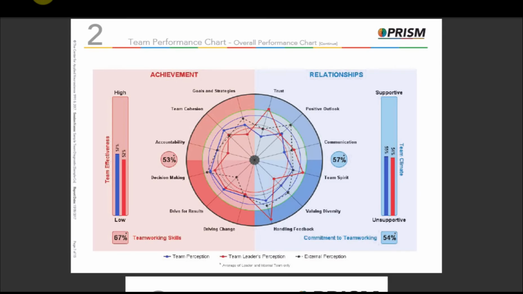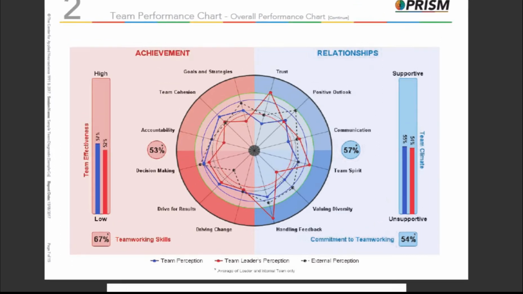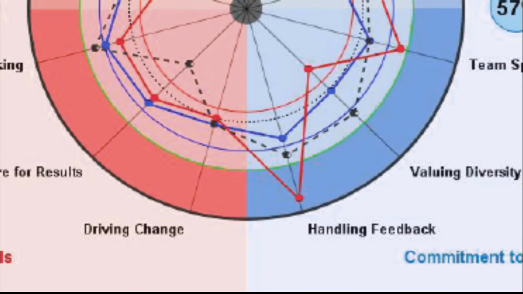This page shows the overall performance of the team in chart format. The three lines on the circle represent the team's perception, the manager's perception, and the external perception. When reviewing the map, look for relative highs and lows within the team. So, for example, the manager's perception is that handling feedback is very high, and yet both the team and external observers believe this dimension is lower.